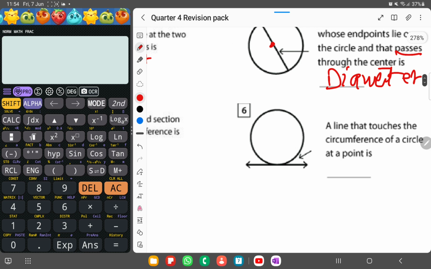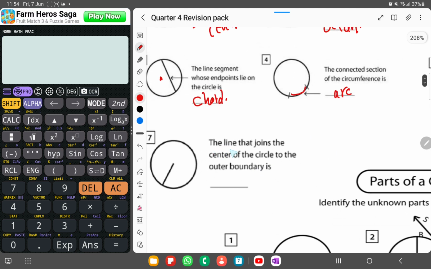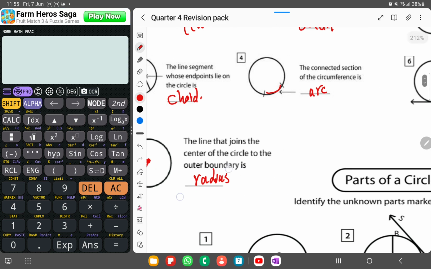And question 6, a line that touches the circumference of a circle, we call it a tangent. The line that touches from outside. The line that joins the center of the circle to the circle, this line here is the radius. From the center to the circle, we call it the radius.